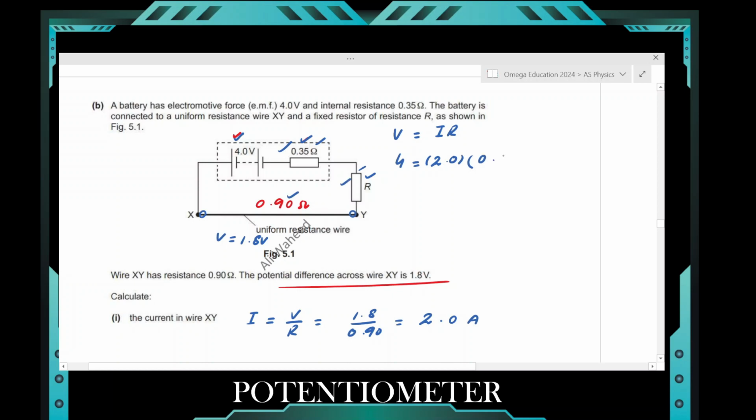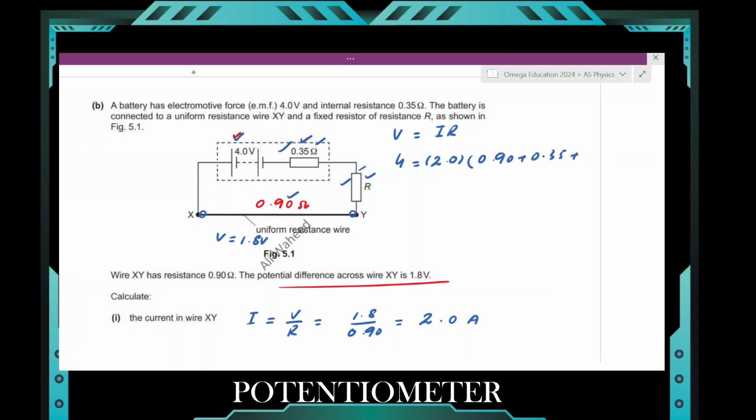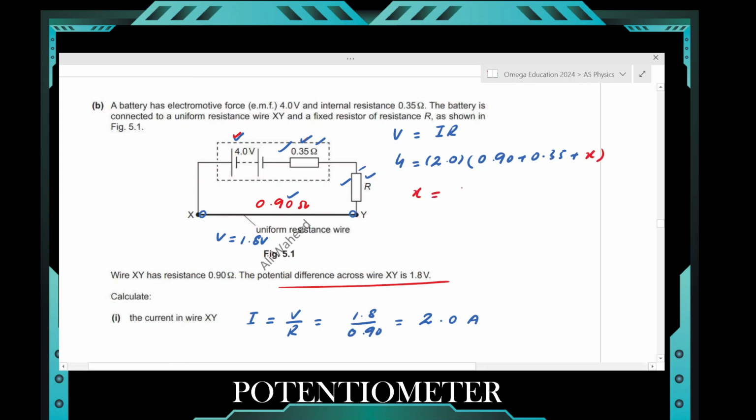So 0.90 plus 0.35 and the unknown, let's call it x. Simply find the value of x from here. You add all three of them, multiply by 2, and just hit it on the calculator. So 2 would be shifted to this side. It would be 2 equals 0.9 plus 0.35, 1.25.